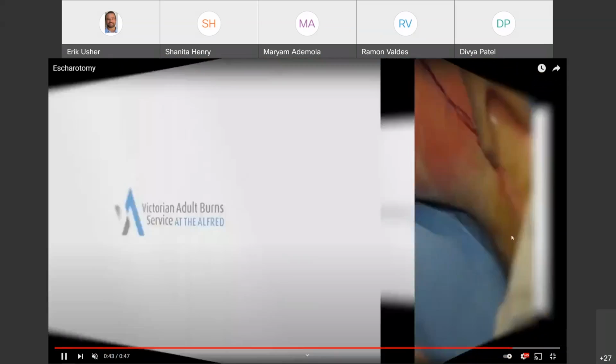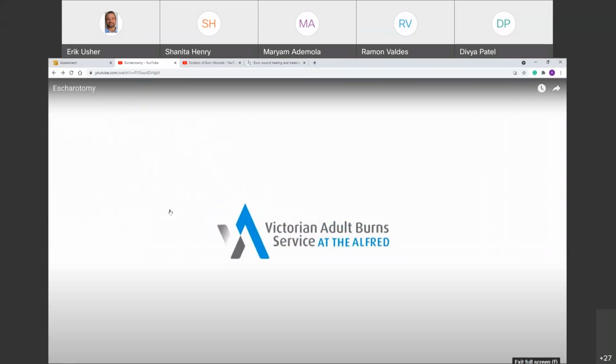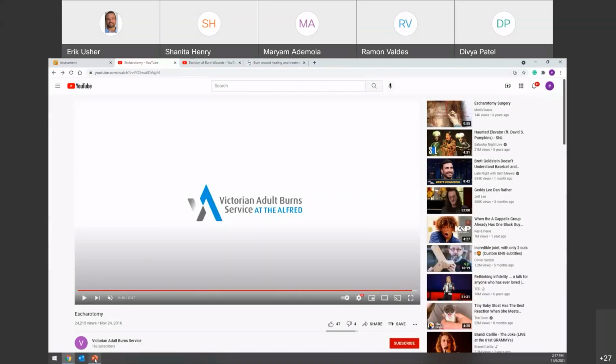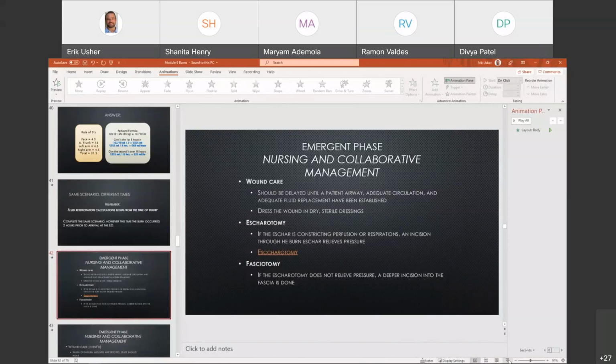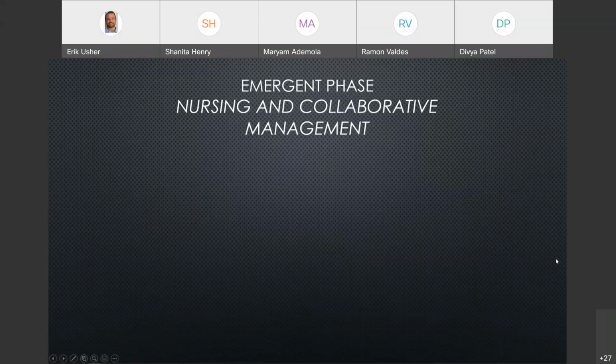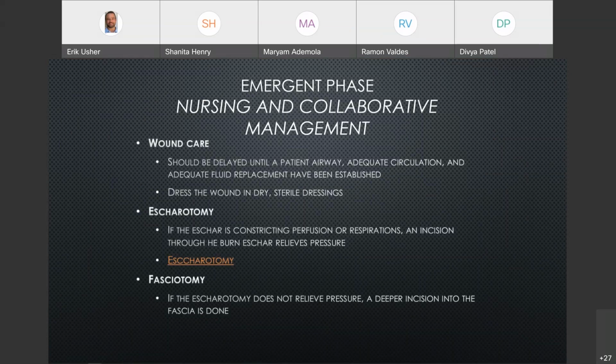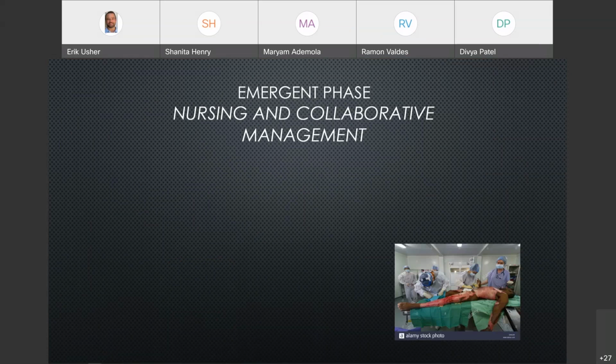It's a little bit deeper, so there still may be some problems with that patient. They're having constricted blood flow still. So I'll show you that one. We'll get back to our PowerPoint here. All right, so that's the escharotomy. And again, a fasciotomy is if the escharotomy just doesn't relieve the pressure, they go a little bit deeper through the fascia and then relieve that pressure a little bit deeper down.